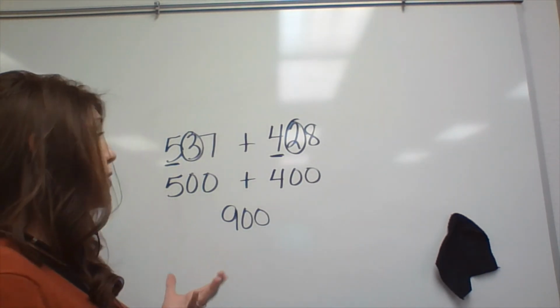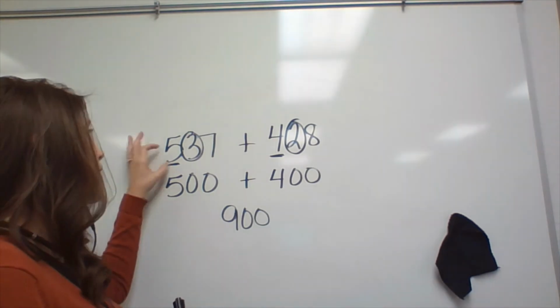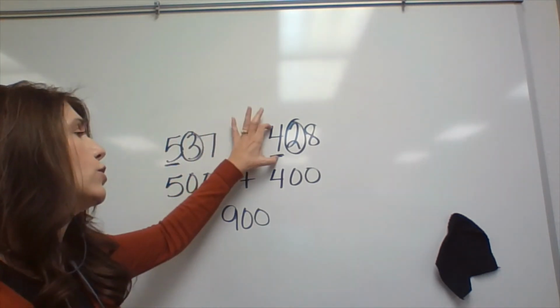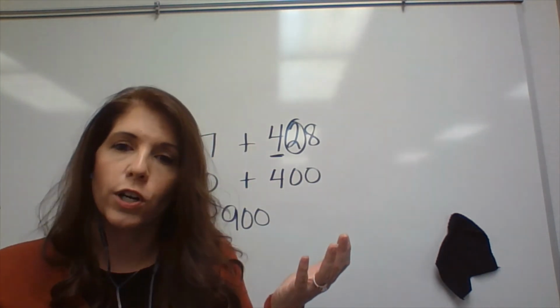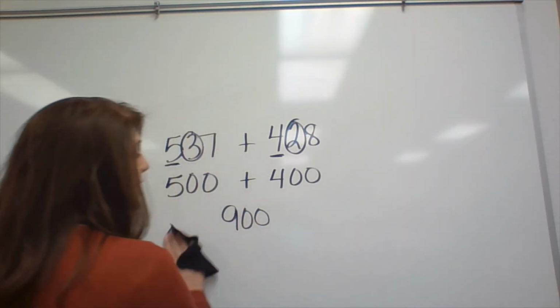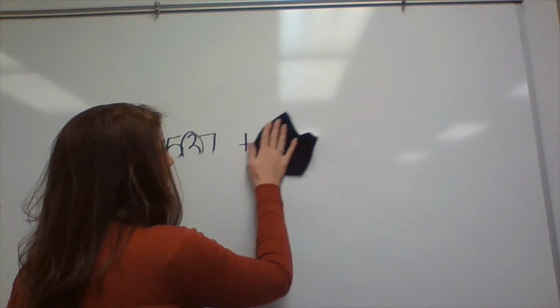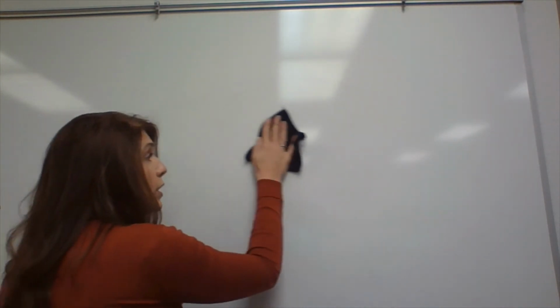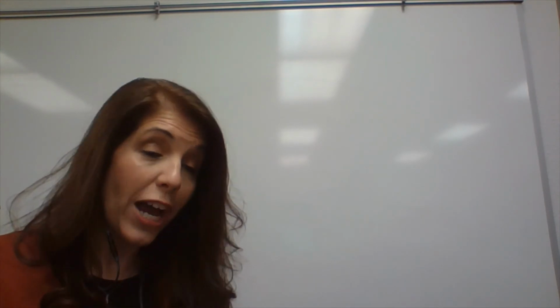So I should be able to do this in my head eventually, right? Where I could think, okay, this is closer to 500, this is closer to 400, and think 500 plus 400 is 900. So this is an estimation, right? So this is estimating the sum. Because if you remember, a sum is an answer for an addition problem. We can also estimate for a difference, and difference is the answer for a subtraction problem.